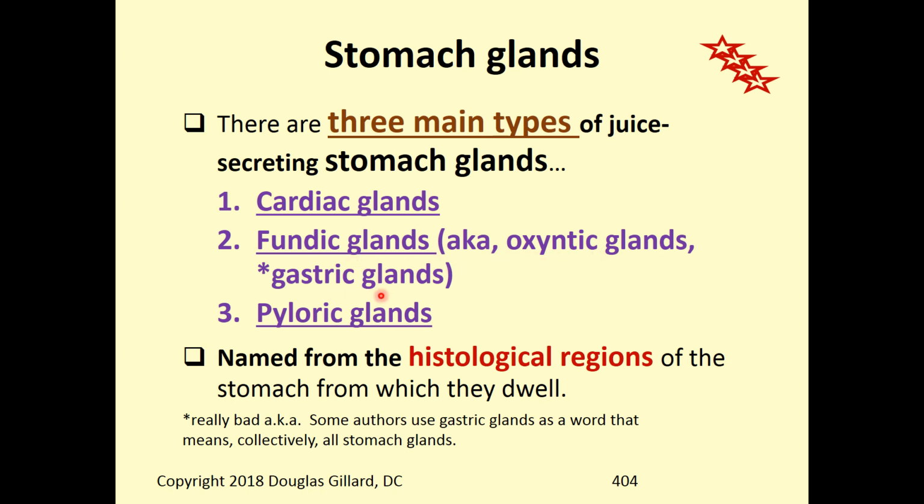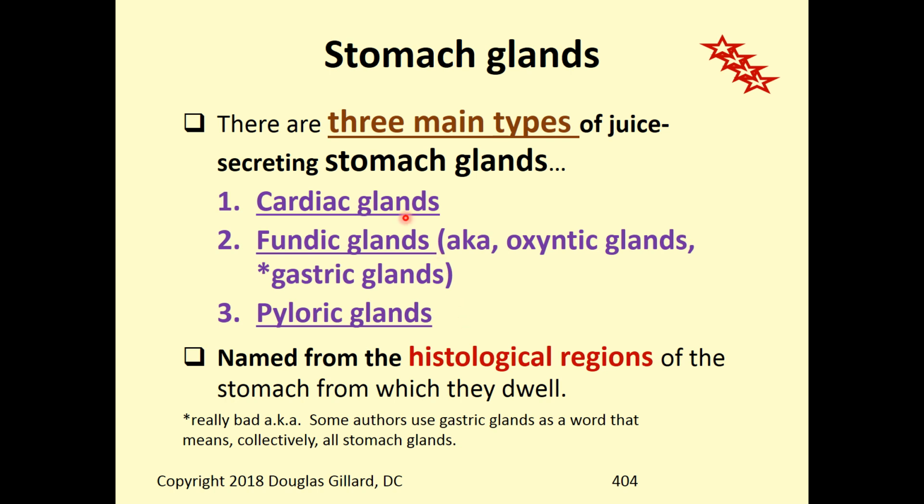Remember I said gastric glands? Some authors use that, more European. But oh, what a terrible AKA, because other authors use gastric glands to include all the glands of the stomach, while some authors use gastric glands as an AKA, also known as, for fundic glands or oxyntic glands. So terrible. Stay away from that, you professors and teachers, or anybody watching this. Don't use that. If you want to talk about all the glands of the stomach, say stomach glands.